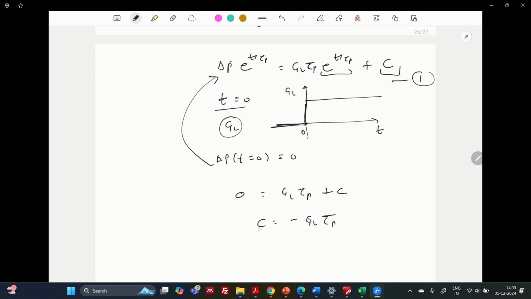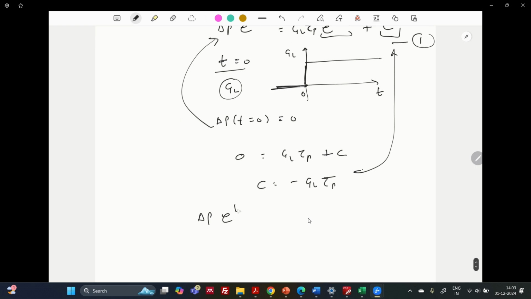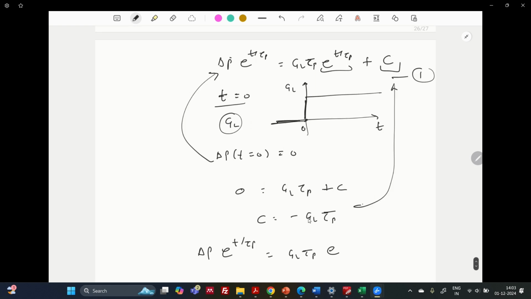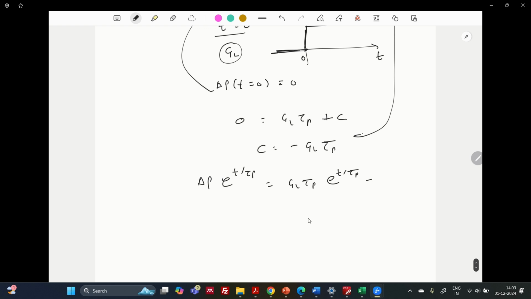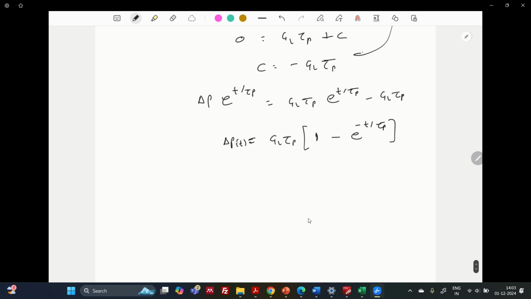Now plug that c back here in equation number 1. So then you get delta p into e to the power t by tau p is equal to GL tau p e to the power t by tau p minus GL tau p. Okay, multiply on both sides by e to the power minus t by tau p. So that will cancel this. This will become GL tau p, let me take it out. That will also cancel it. So that will become equal to 1 minus e to the power minus t by tau p. So this is the equation that you get. So delta p as a function of time is this.